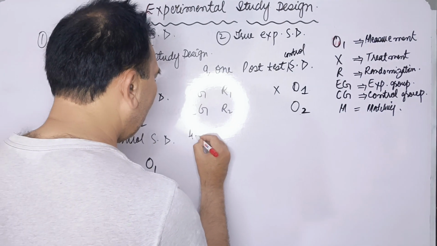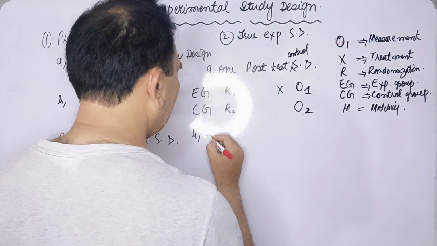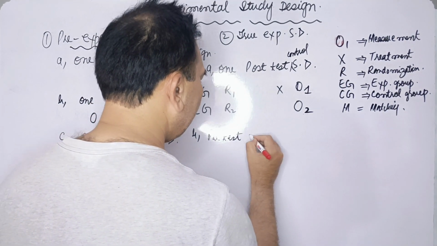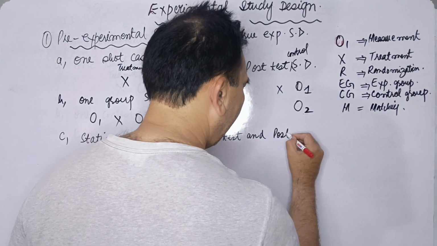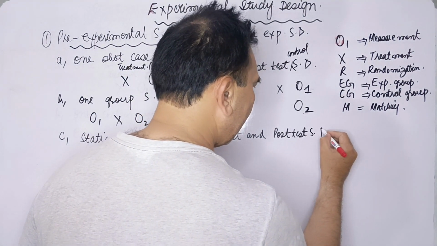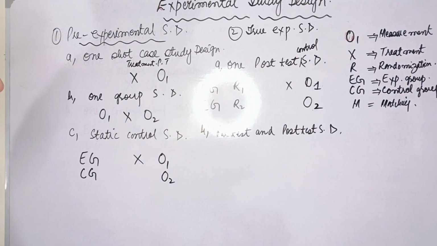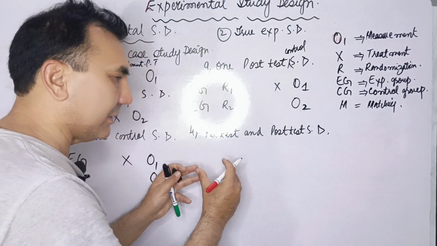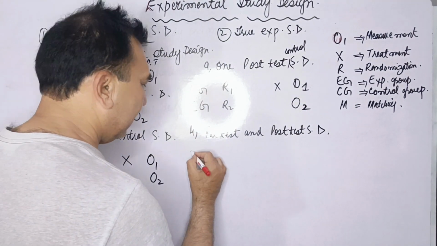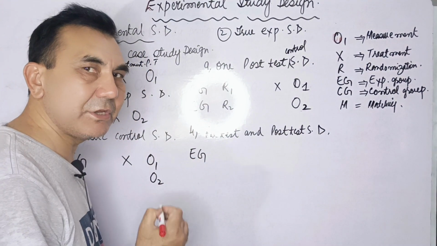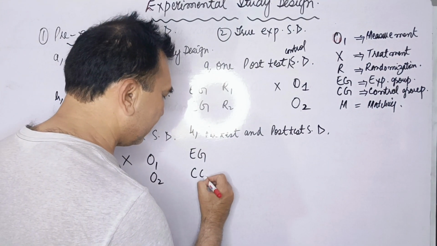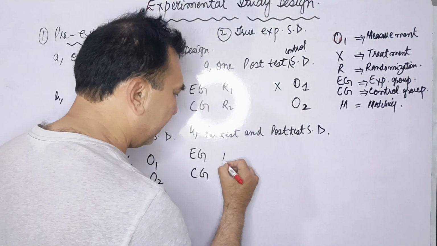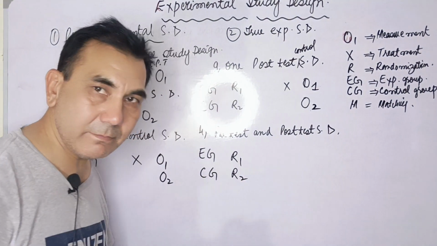Now the second type of true experimental study design is called the pre-test and post-test study design. In this design, the researcher again selects two groups, the experiment group and the control group, and these groups are assigned through randomization methods.